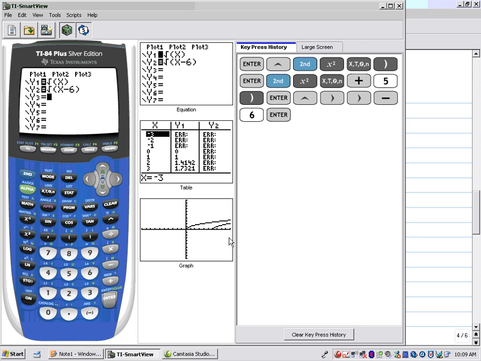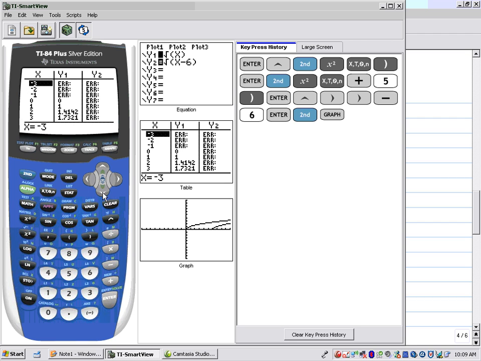Take a minute for that to perform. Okay. Now notice to see what happens. My original function is here, but my shifted function is to the right. Again, why is that? Because now it takes 6 more to produce that same original y value that I had. And if I go to the table and actually scroll down, you'll see that a little bit better.